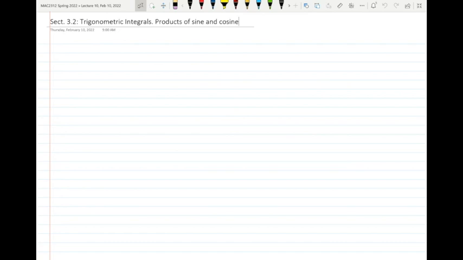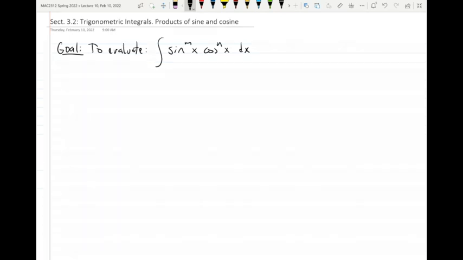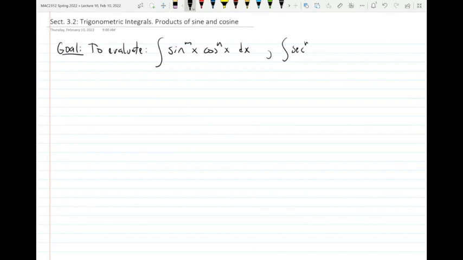The other idea is how do we deal with trigonometric integrals, and in particular, the goal is to evaluate integrals of the form sine to some power times cosine to some power, so a product of sine and cosine, and also products of secants and tangents. So secant to some power times tangent to some power. You're right, I have not done this. You're very right. Okay, so that's the goal.